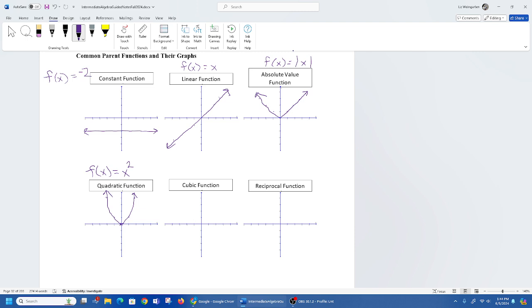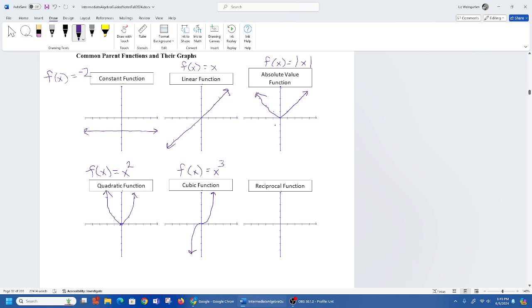We have the cubic function, which is f of x is equal to x to the third. This is going to look kind of similar to the parabola on one side. It's going to go up like this, but then it's going to curve at 0, 0 and go down. So we get this cubic curve is what it's called.